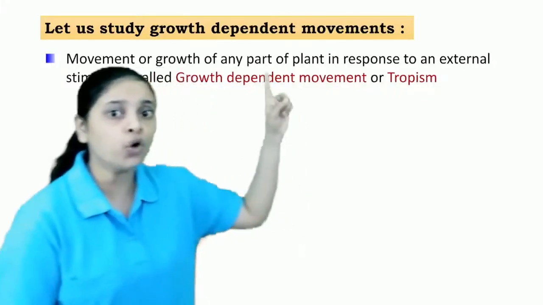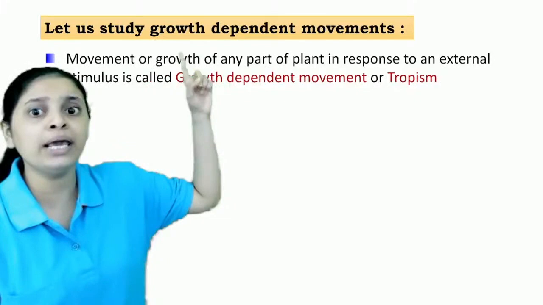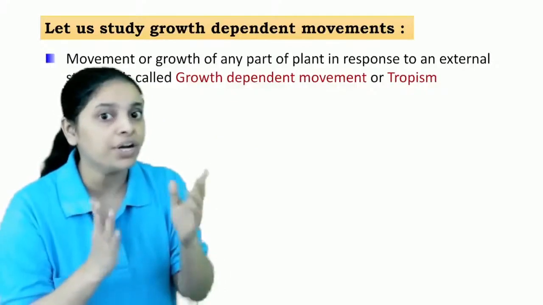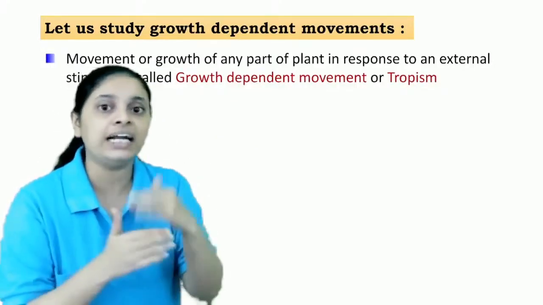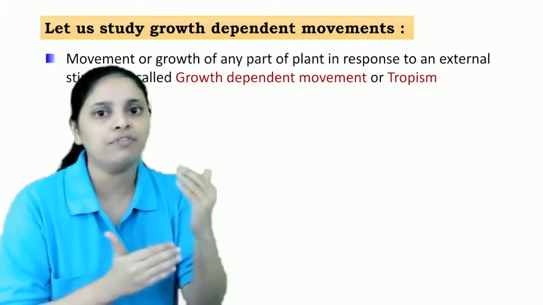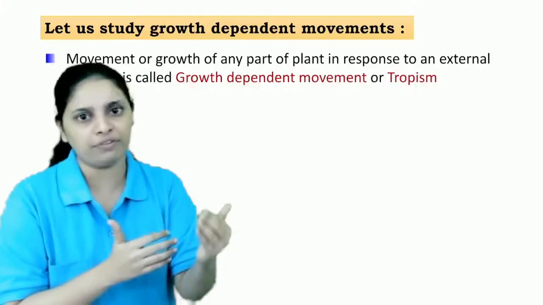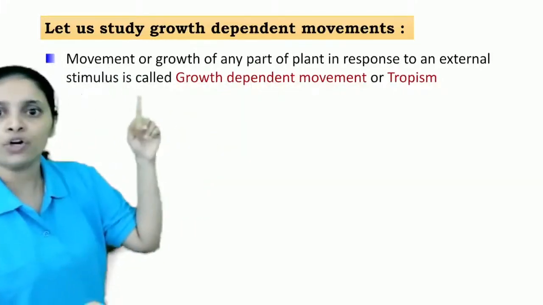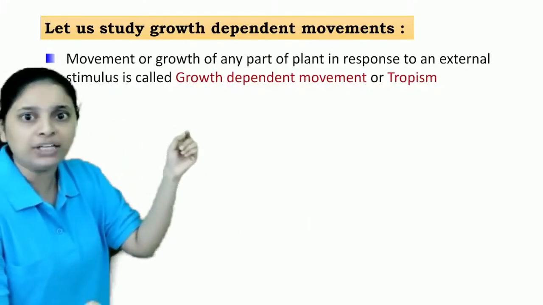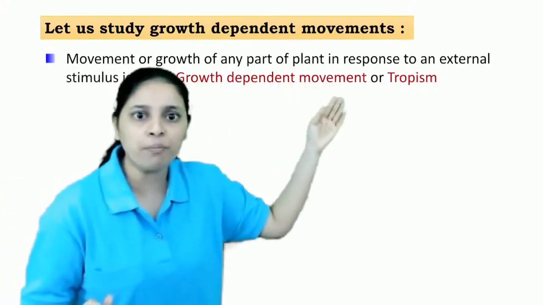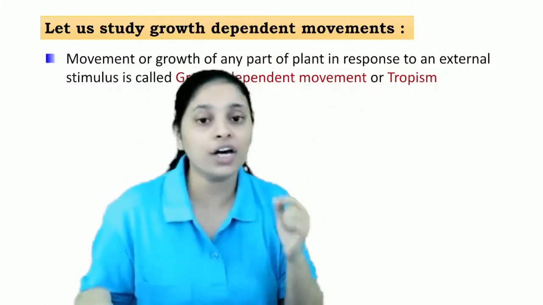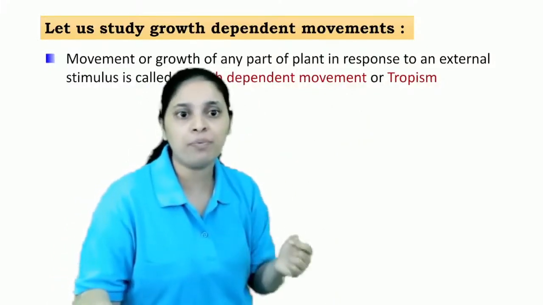Okay, और एक बार ध्यान से definition देखना है. अभी हम क्या पढ़ रहे हैं? Growth dependent movement पढ़ रहे हैं. सही है. तो growth dependent movement का मतलब क्या है? Your movement will be observed, but your cell division or cell enlargement, some form of growth will also be involved. So this is growth dependent movement. Movement or growth of any part of plant in response to an external stimulus is called growth dependent movement, or this is also known as tropism. Okay, tropic movements. Here also hormones play a very important role.